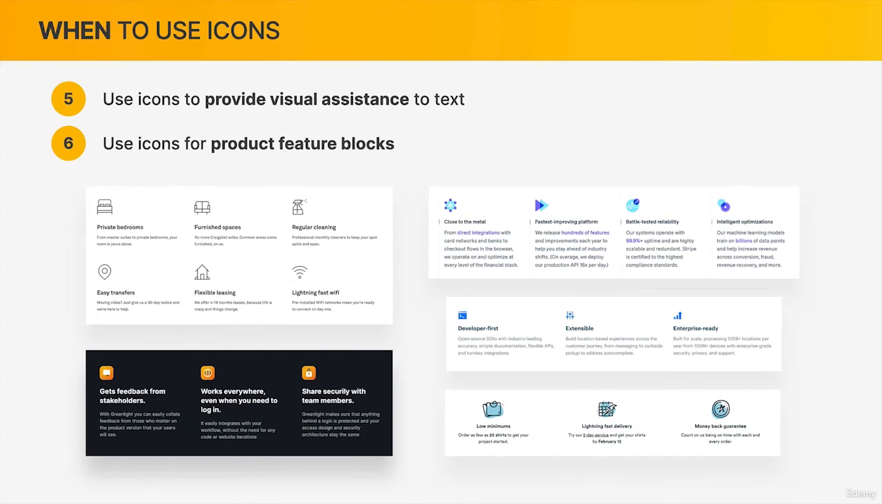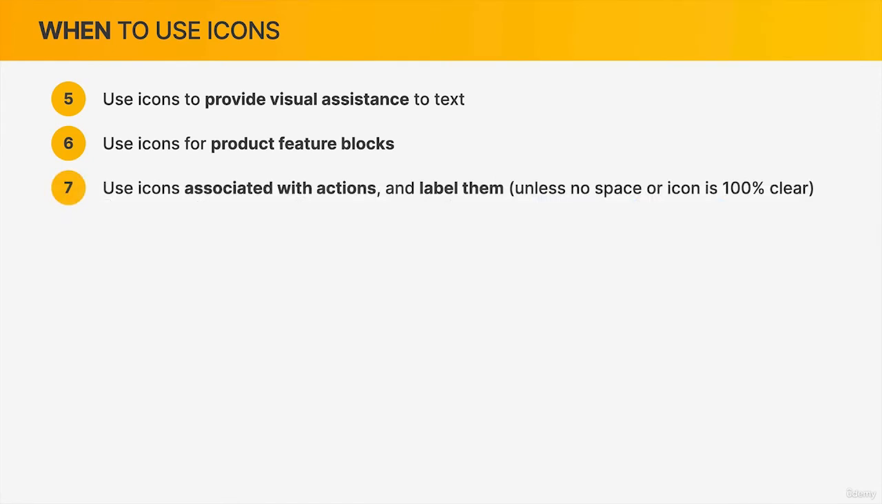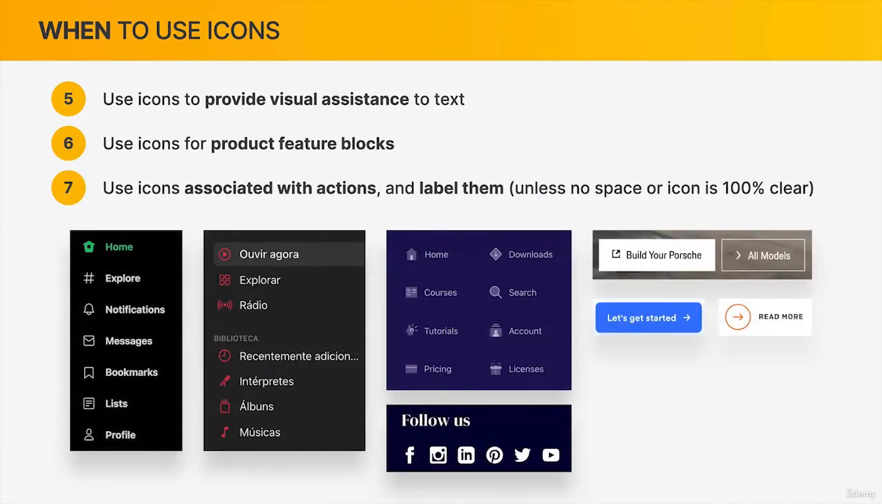Now, another situation where icons are used all the time is together with actions. So for example, on buttons or on menus in web applications like Twitter or Spotify or many other applications that I'm sure you have seen. And once more, the goal of using icons in this situation is to provide visual assistance to the text. So basically to make it easier and faster for the user to understand what each action is doing, sometimes maybe even without reading the text at all.